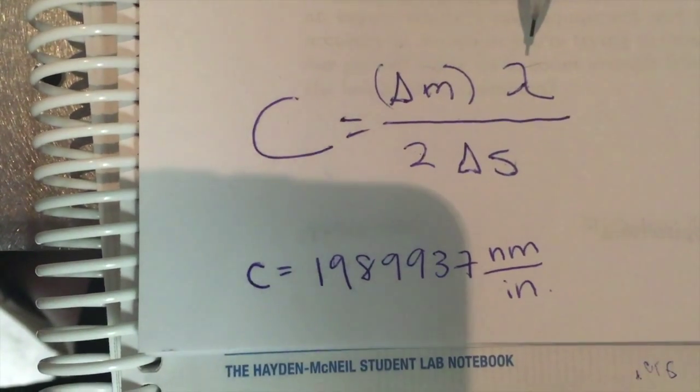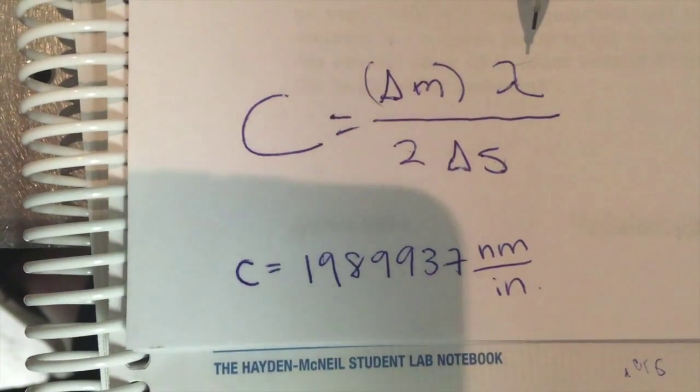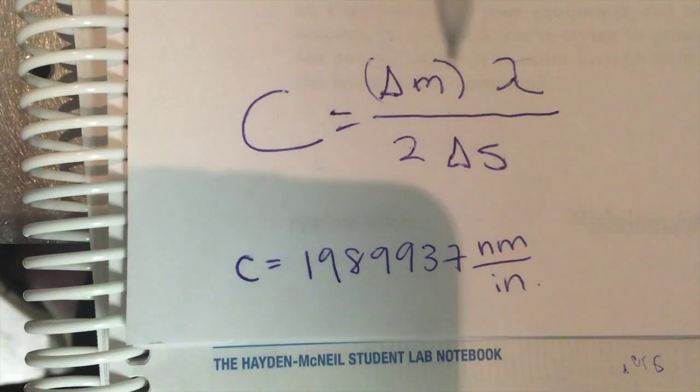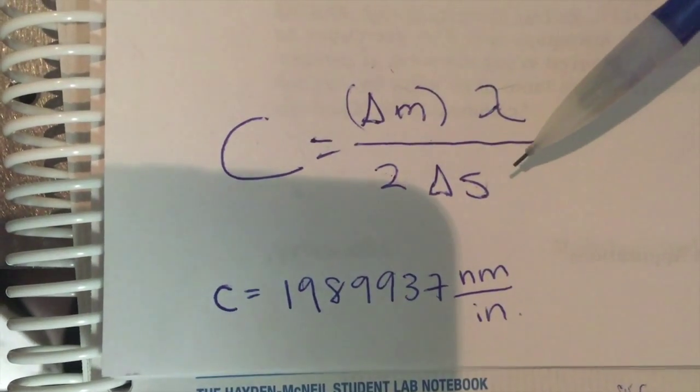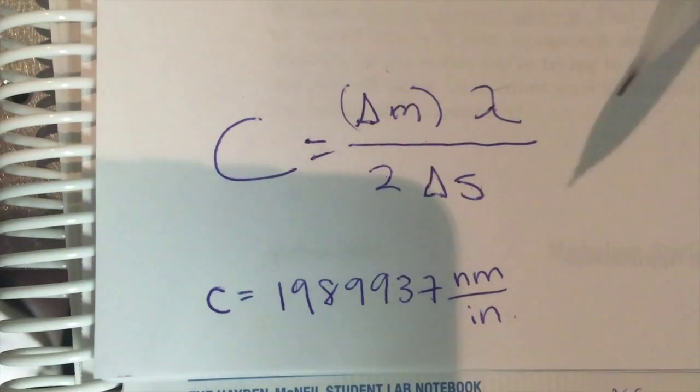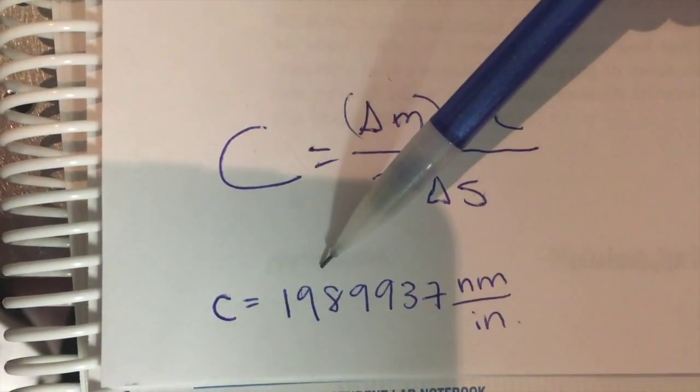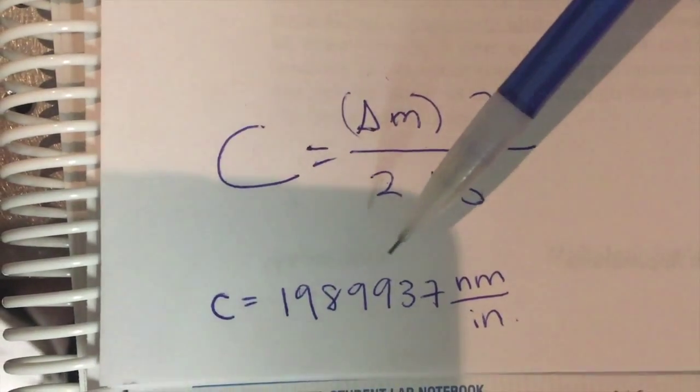We used this known wavelength and plugged it into our calibration factor equation. We also counted 100 fringes as we measured how much the optical path distance moved. And then this gave us a calibration factor of 1,900,000 nanometers per inch.